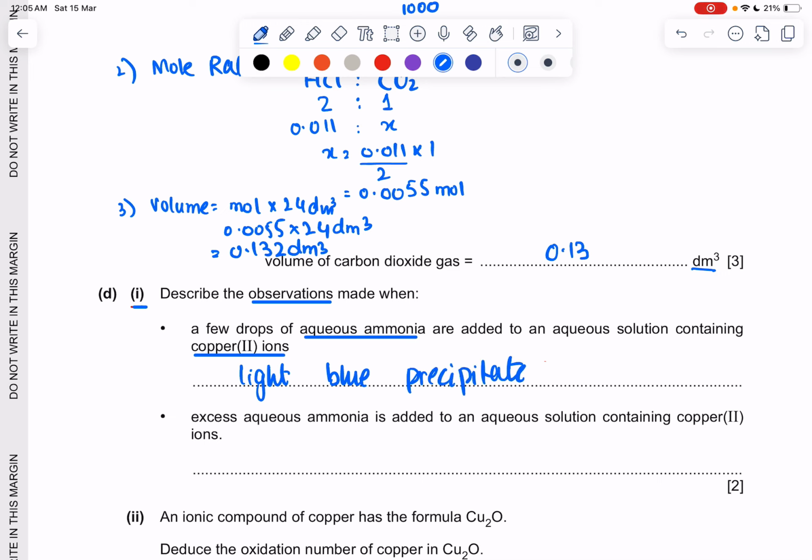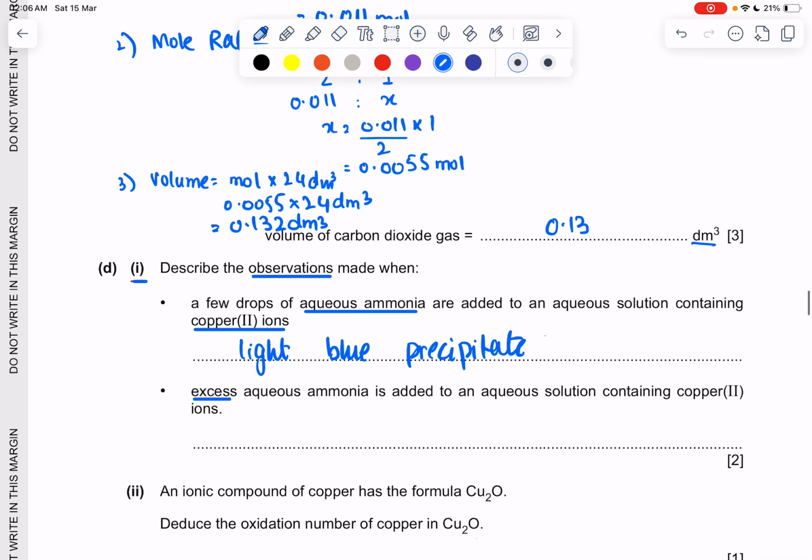Now the next part is excess aqueous ammonia is added to an aqueous solution containing copper 2 ions. It means when you are adding more ammonia into the same solution, the precipitate will dissolve and it forms a dark blue solution. So we can say it dissolves to form a dark blue solution.